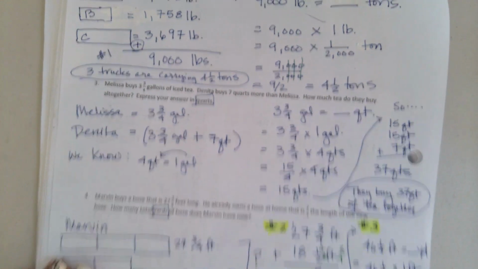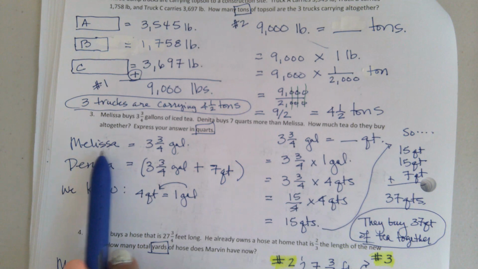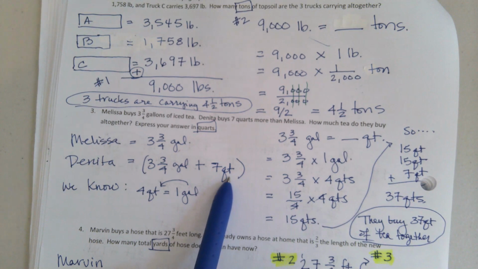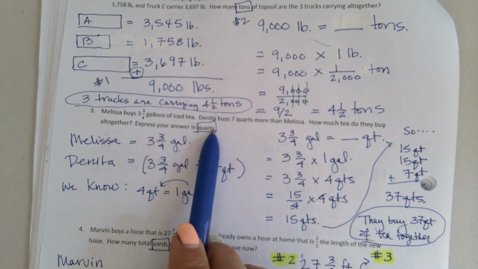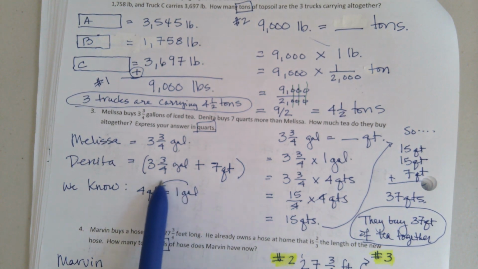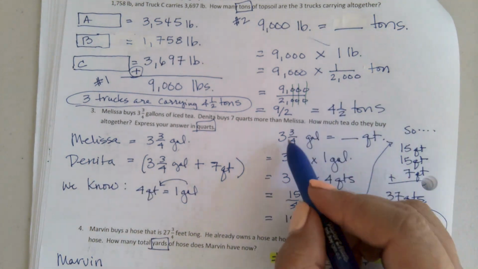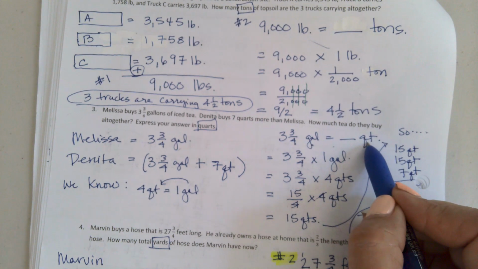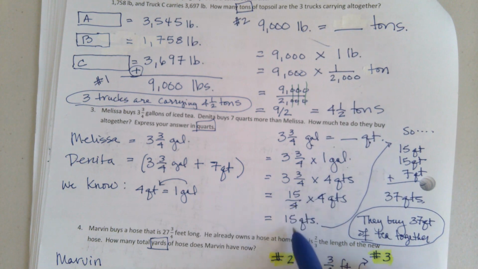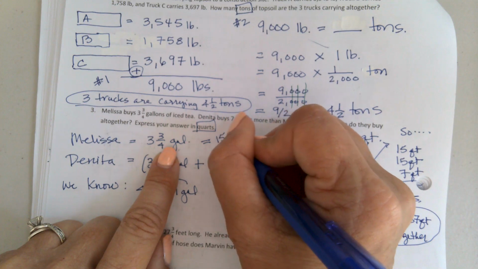Then we have these 2 girls buying iced tea. So Melissa has 3 3/4 gallons. Danita has 3 3/4 gallons plus 7 quarts. Now, they want our answer in quarts. So what do I know? We know 4 quarts is equal to 1 gallon. So yes, I'm going in this direction using the whole number, not a fraction. So 3 3/4 of a gallon is equal to how many quarts? So 3 3/4 times a gallon, change it to quarts, I end up with 15 quarts. So this one right here is just equal to 15 quarts.